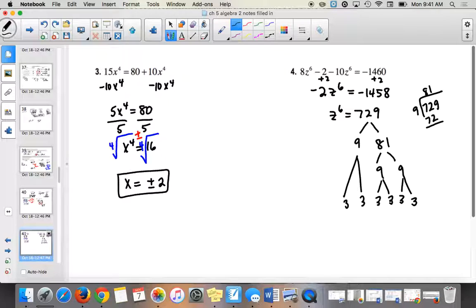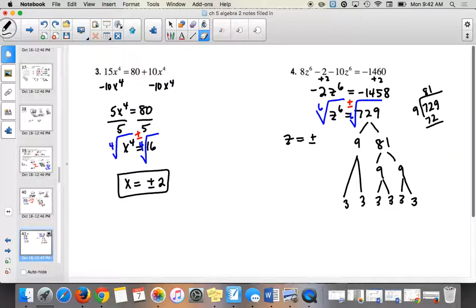It's usually something very, very small. Like some people are like, oh, I think it's going to be like 27. 27 times itself 6 times is a very big number, right? It's usually a very, very small number. So z equals, if I take the 6th root, what do we think? Yeah, you need the plus or minus. So it's going to be plus or minus 3, not 6.